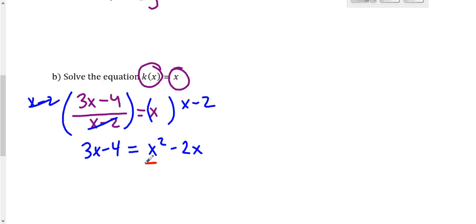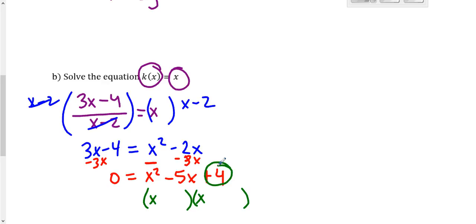So we're going to get everything to one side. So add the 4, subtract 3. So 0 equals x squared. When we subtract 3x, we'll get negative 5x and add the 4. Then we need to factor this, so we put x in front.